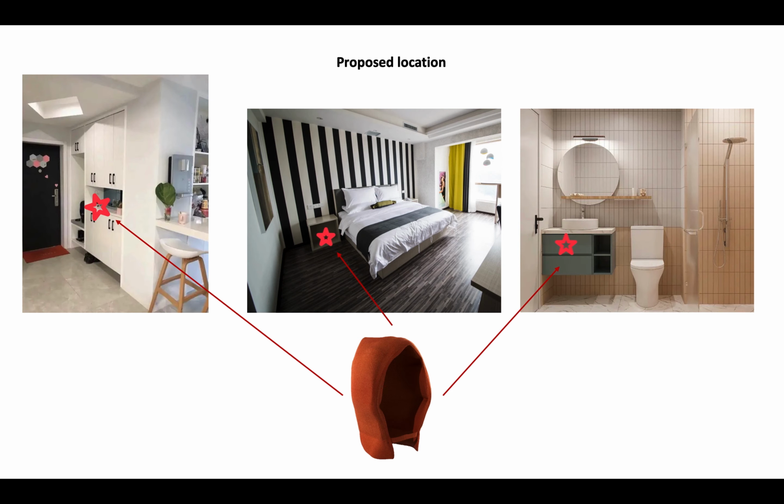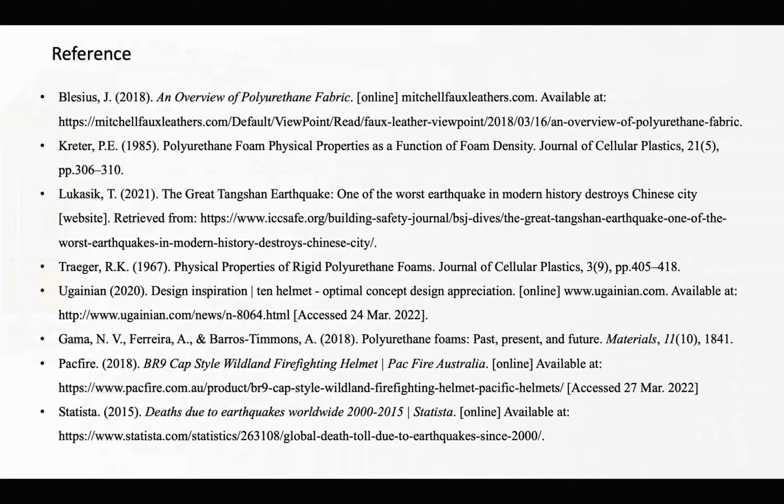Considering the abruptness of an earthquake, I made a suggestion in the end. The curb should be placed at the bathroom doorway and corner, so that in an earthquake people can quickly get it for self-protection. This is the reference page.